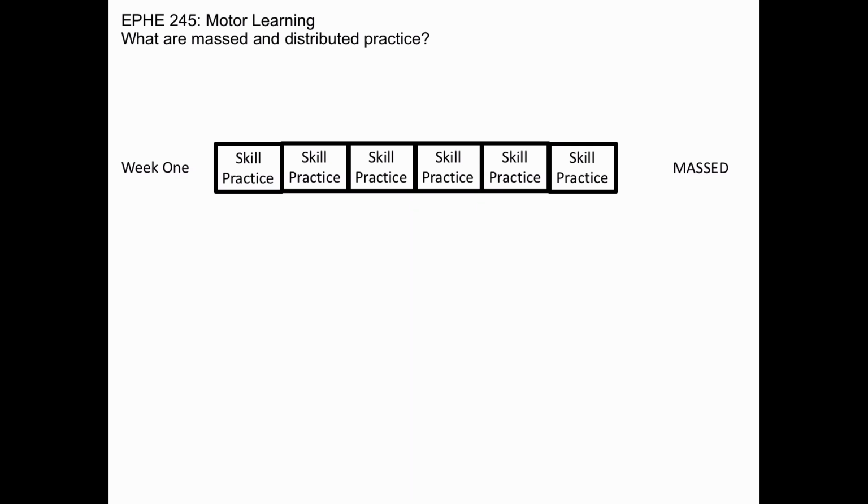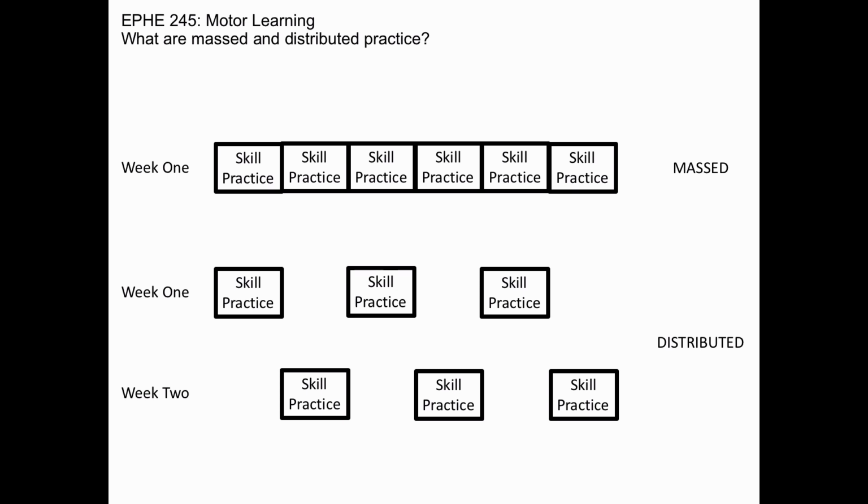This also applies to spacing of practice sessions across days or weeks. Imagine that you have 6 practice sessions that you're going to do. If you do them all back to back in 1 week, that could be an example of mass practice. However, imagine you take those 6 sessions and you spread them out over 2 weeks. That is again distribution of practice.